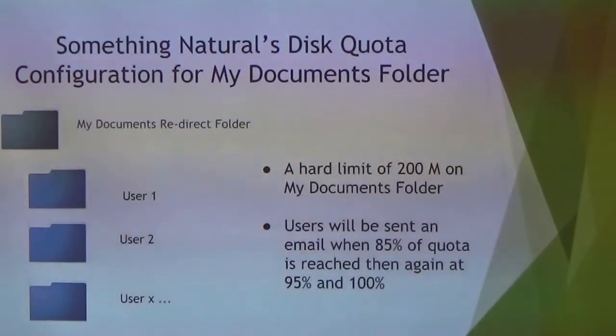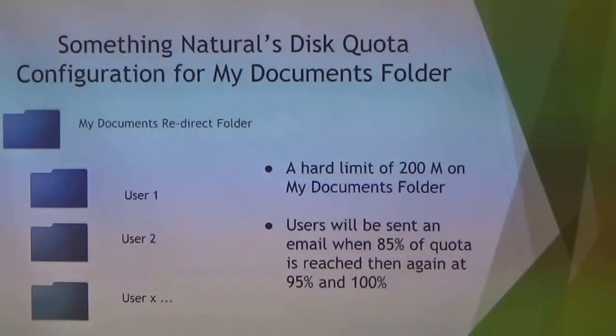This quota tool will allow us to automatically email the user when they reach 85% of their quota, then again at 95%, and again at 100%. Now when the user reaches 100%, they will no longer be able to save any more data until they clear off some of their files. That's what a hard limit is.